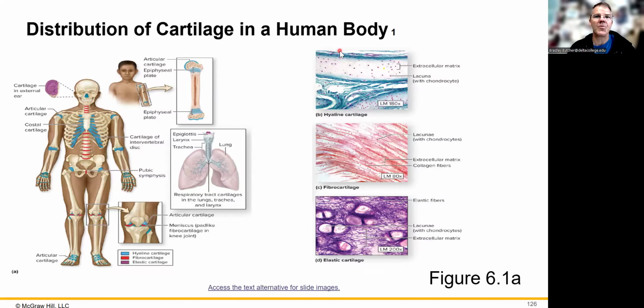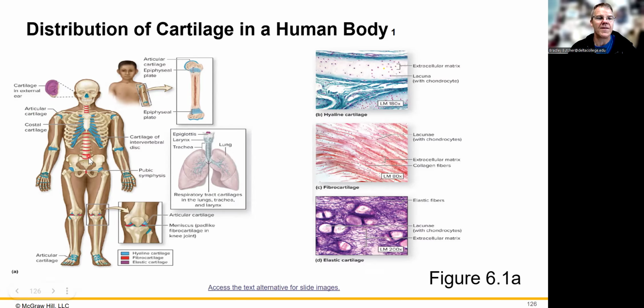So we talk about distribution in the body. You can see that we have cartilage in our ears, cartilage in our shoulders. This word articular means connection. That's where two bones meet, an articulation. So you have a disarticulated skeleton in a box at home. Articular cartilage happens between those connections.